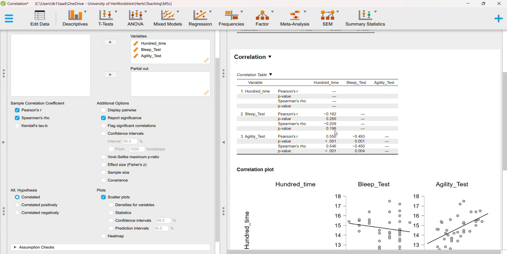Which, if you think about it, the bleep test is looking at VO2 max, so your endurance capability, and the 100-meter time is looking at your anaerobic, your sprint time. So you wouldn't expect there to be a relationship between the two.